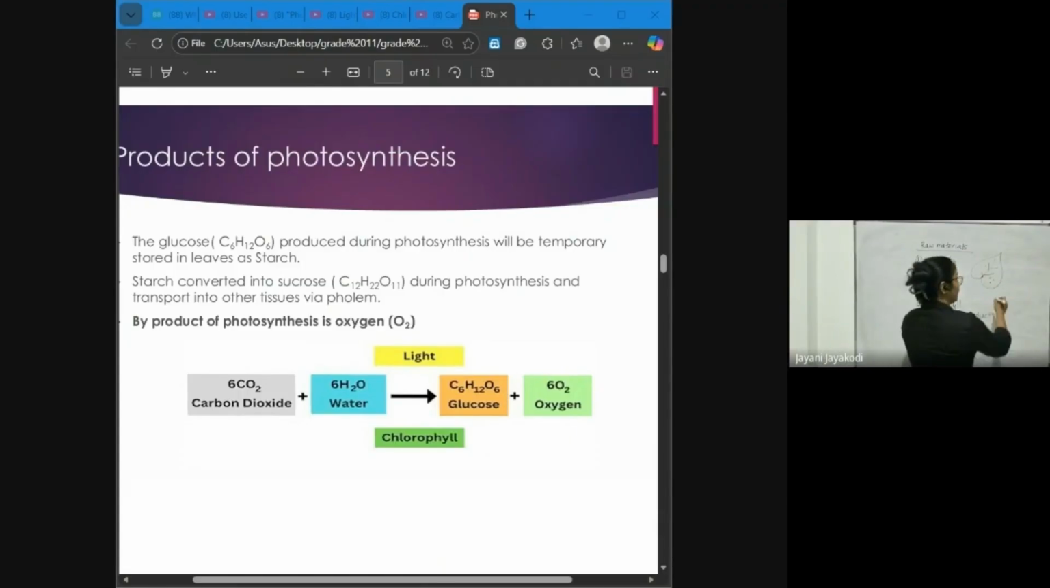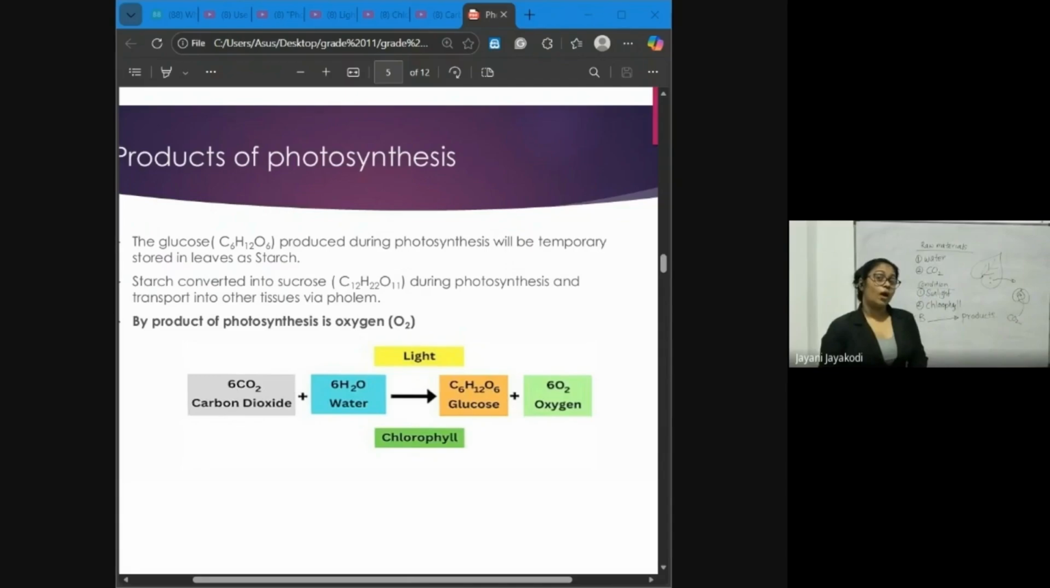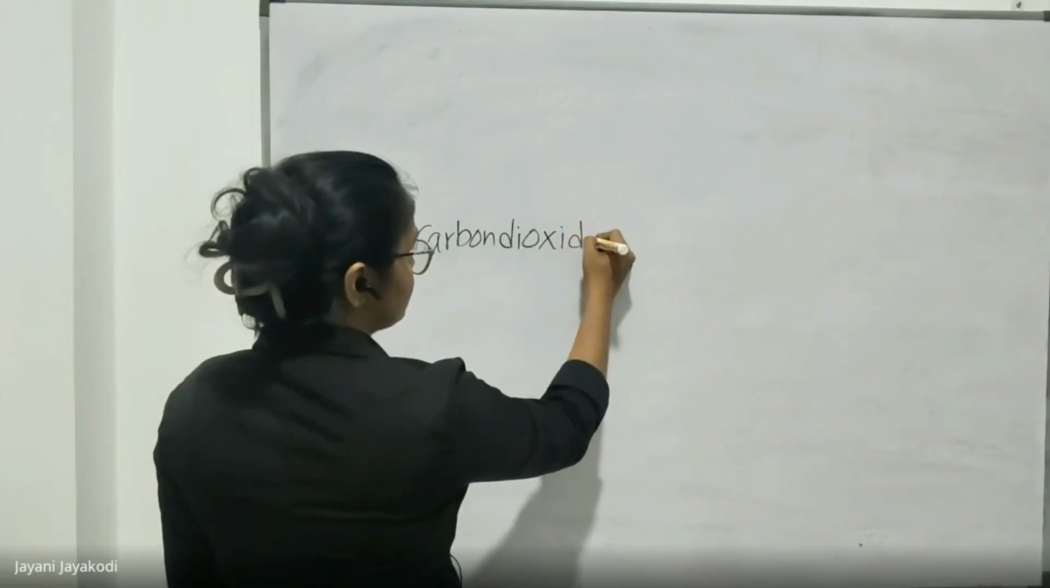So I'm going to enlarge the pore. Through this small pore, they absorb the carbon dioxide into the leaf. So this is how they absorb the carbon dioxide. Then how do they take the water? The water they absorb by their root system. Very simple. Then the sunlight is outside.